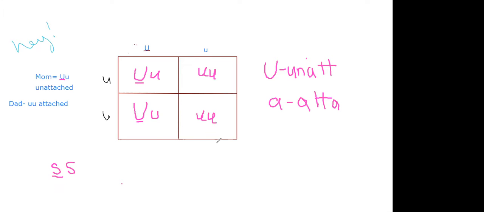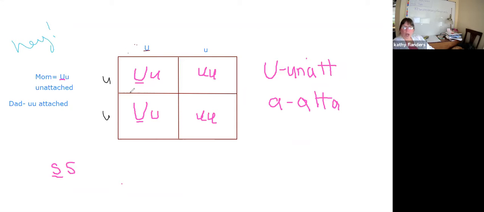Yep. All right. So this time the difference with mom having two big U's and mom being heterozygous, having one of each, look at the difference in the offspring. 50% of the offspring are going to have dad's attached earlobes. Pretty cool, huh? All right, let's try a different one. This is a blood type one.